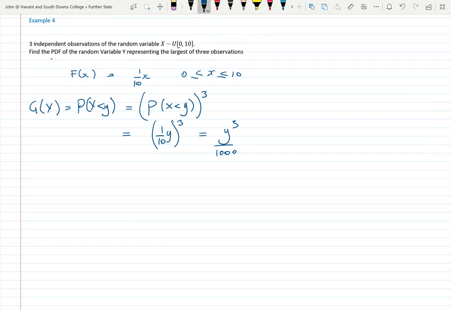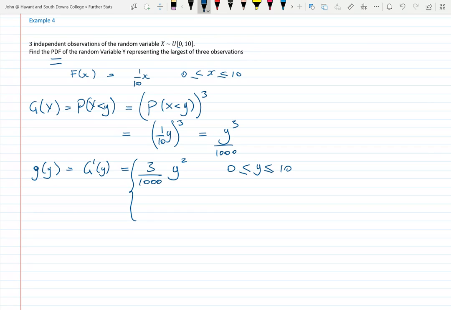But we want the PDF. So the PDF is going to be equal to little g of y, which is this differentiated, which will be equal to 3 over 1,000 y squared. And let's fully specify it now. So that's for y between 0 and 10, and 0 otherwise.